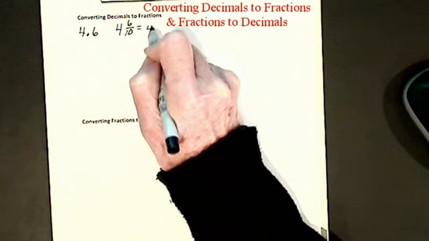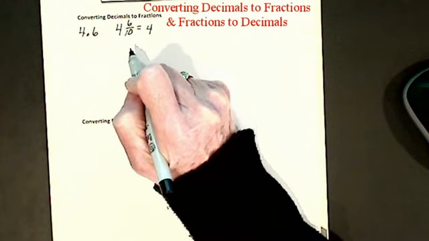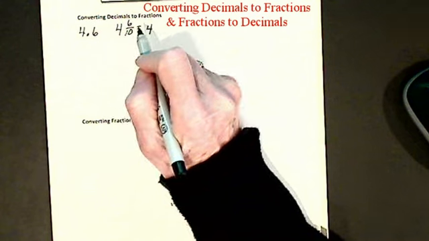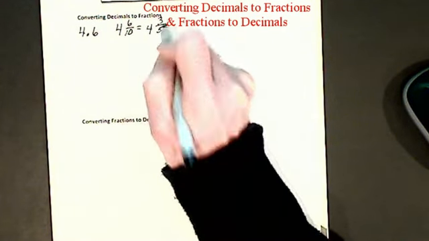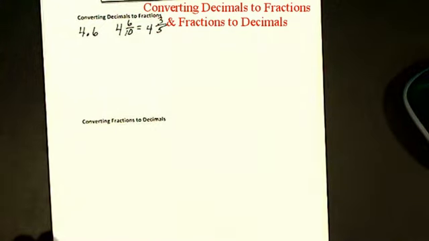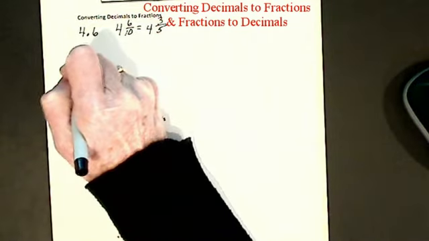So my 4 stays. I simplify my 6/10. 2 divides into both the numerator and the denominator. 2 into 6, 3. 2 into 10, 5. I get 4 3/5. All right, let's say I have another one.